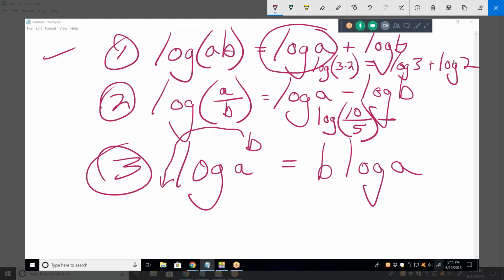What's that equal to? So that'd be log 10 minus log 5. Easy. Now, this one here.